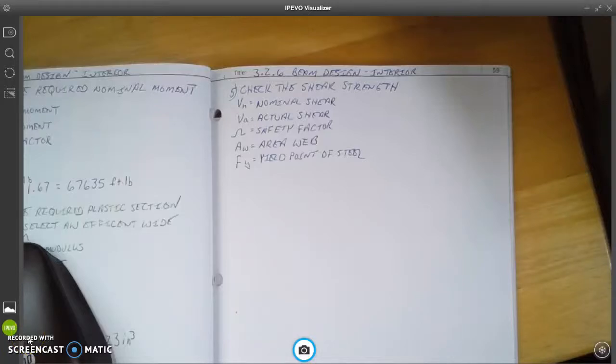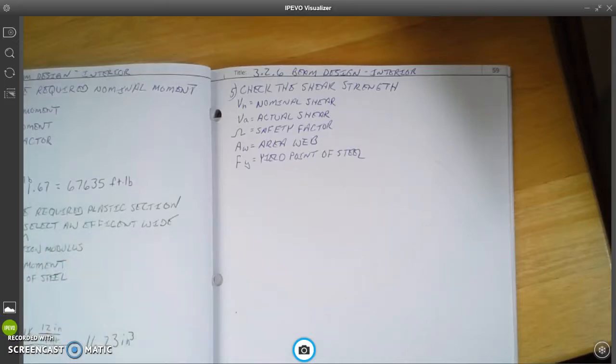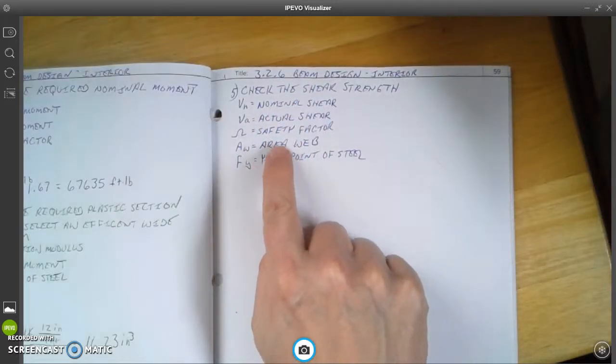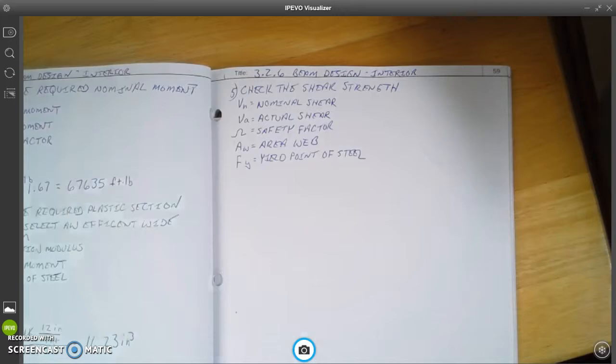Okay, now we're going to calculate the shear strength of our beam. And the very first thing is we have to calculate the actual shear strength of the beam that we selected. And that beam that we selected is that W12 by 14 beam. So the formula that we use for this is, and you should write down this stuff here. Make sure you get this at the top of your page so you know what all these little letters are meaning.